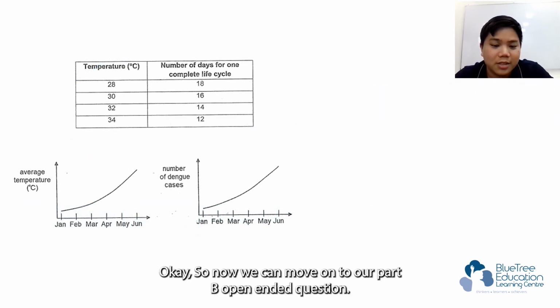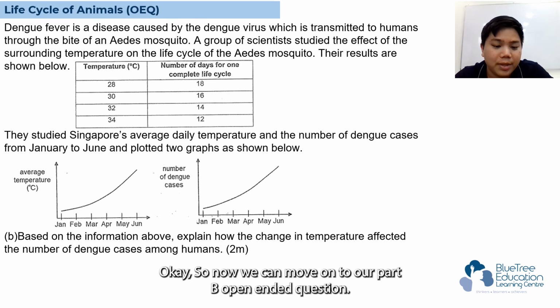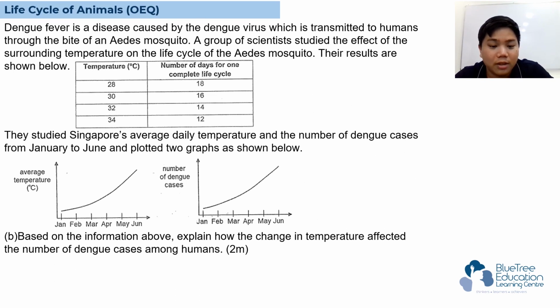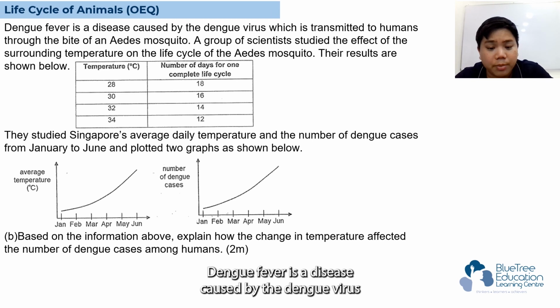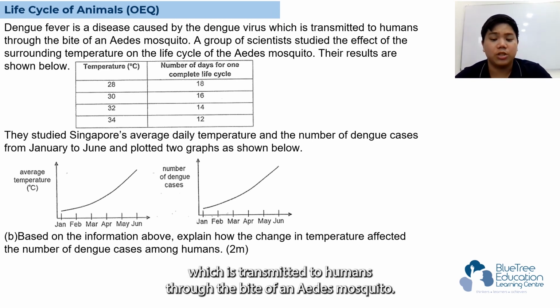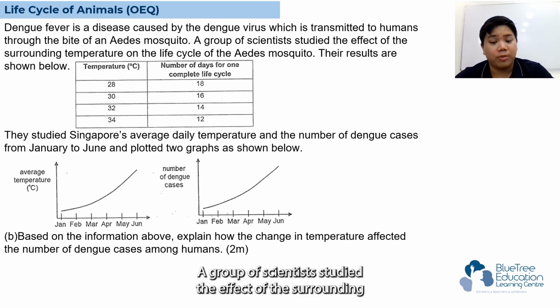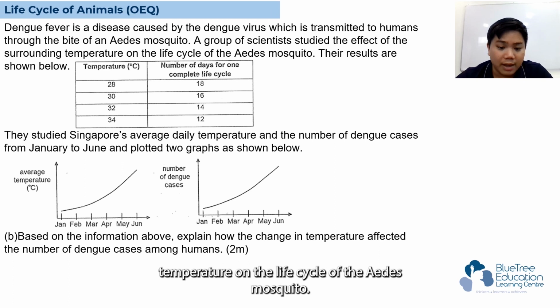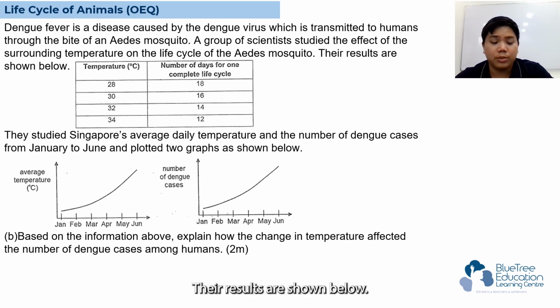Now we can move on to our part B open-ended question. Dengue fever is a disease caused by the dengue virus, which is transmitted to humans through the bite of an Aedes mosquito. A group of scientists studied the effect of the surrounding temperature on the life cycle of the Aedes mosquito. The results are shown below.